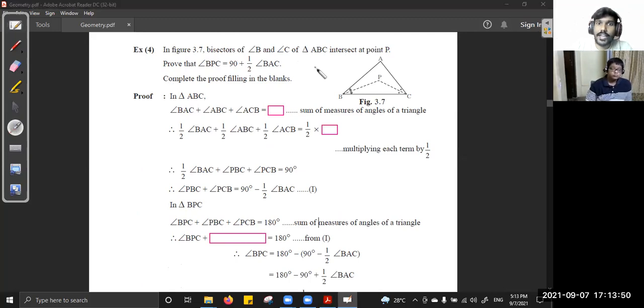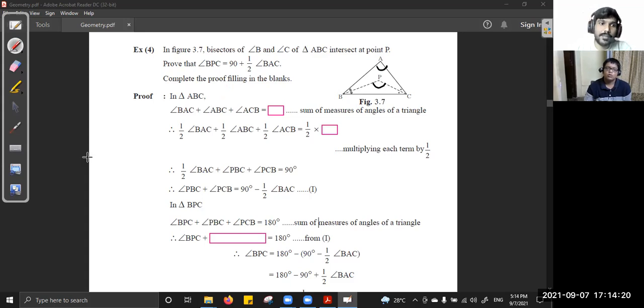So in this figure, same as the sum, angle B and angle C have angle bisectors of triangle ABC, and their angle bisectors intersect at point P. And you have to show that angle BPC, that is this angle, is 90 plus half of the angle BAC. This is a proof of that property.